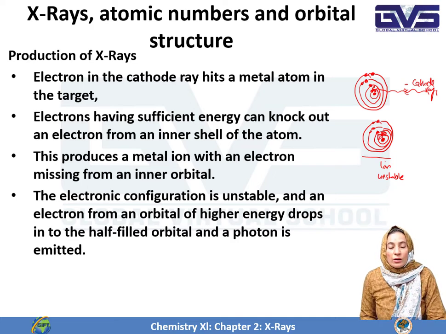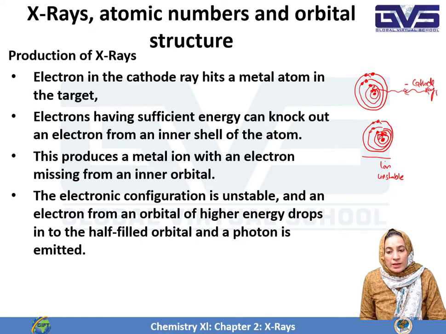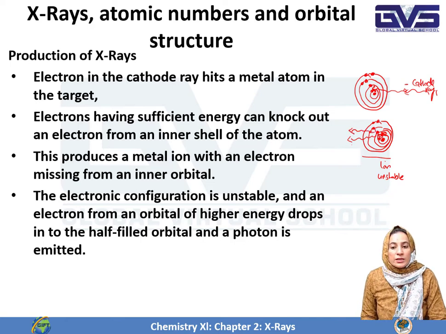What will happen? The electrons above will try to stabilize it. An electron from above might move from here. When it moves from higher to lower energy, it will emit some photons, and this empty space may be covered by the outer electrons. When electrons move from a higher energy level to a lower energy level, they emit some radiation, some photons of specific energy.